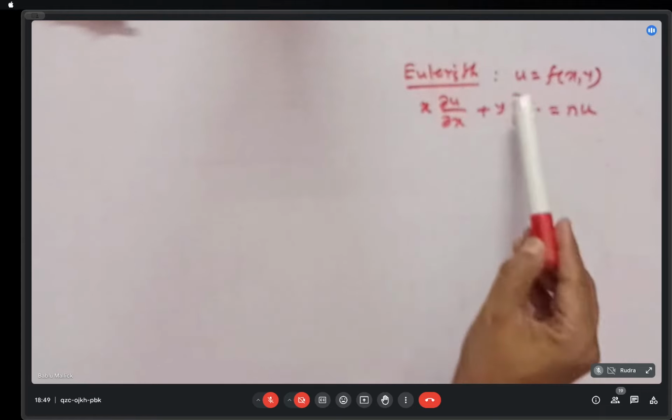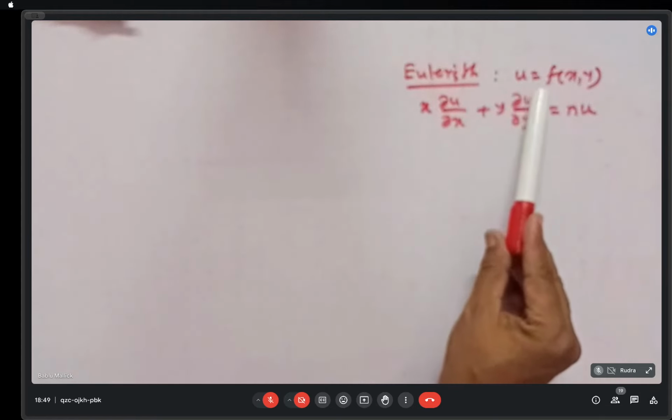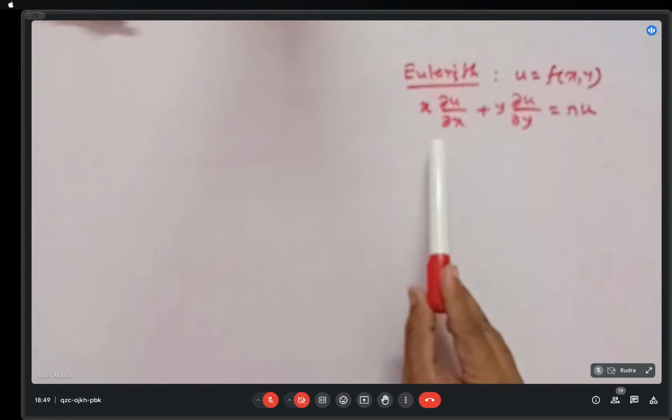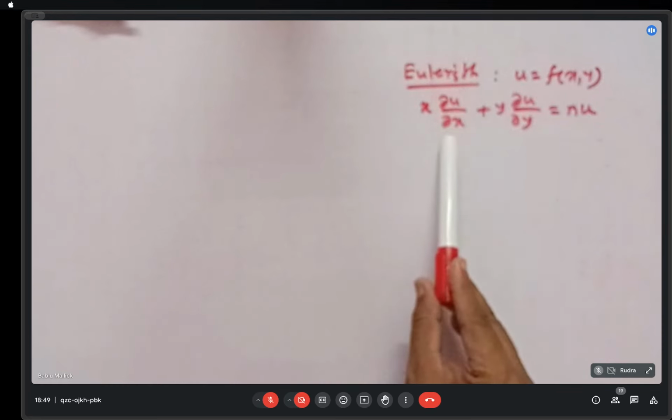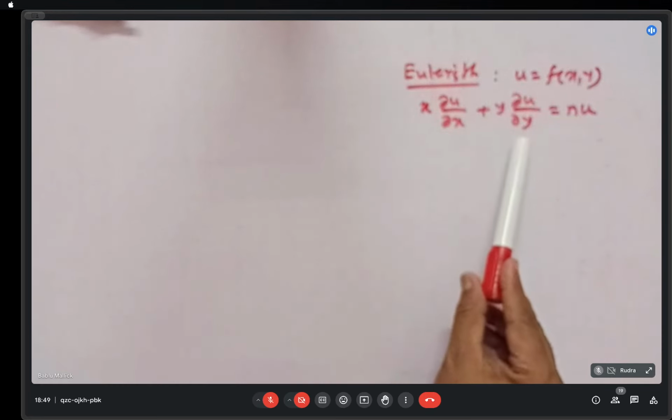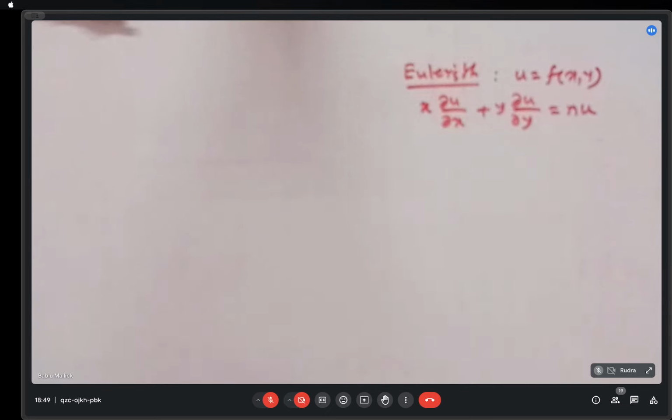So if u is a homogeneous function of degree n, then we can write x into del u del x plus y into del u del y is equal to n into u.